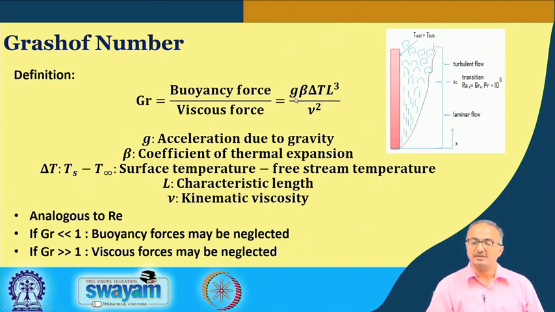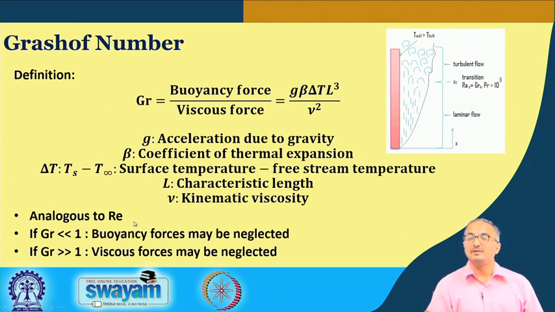Here you can see that g is there for the gravity effect and beta is there for the expansion effect of the liquid. Delta T is the driving force for the Grashof number. If the Grashof number is very, very much less than 1, then buoyancy effects may be neglected, and if it is much, much more than 1, then you can neglect the viscous effect.